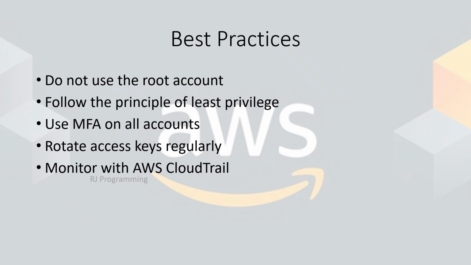Now, moving on to the best practices. To make the most of IAM, AWS recommends several best practices. Don't use the root account for daily tasks. The root account has full access to everything, and using it regularly is a security risk. Always follow the principle of least privilege. Only grant the permissions needed, nothing more. Enable MFA on all accounts, especially for administrators. Rotate access keys regularly so that even if one gets exposed, it won't stay valid for long. Use AWS CloudTrail to log all account activity. This way, if something suspicious happens, you can track it back to the source.